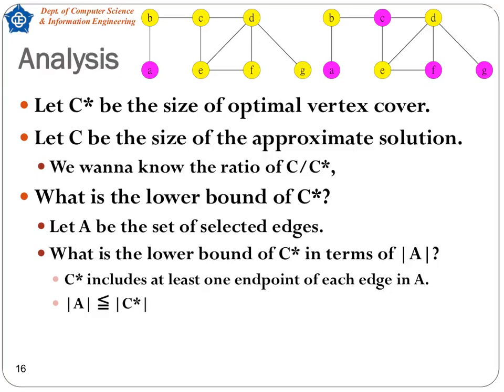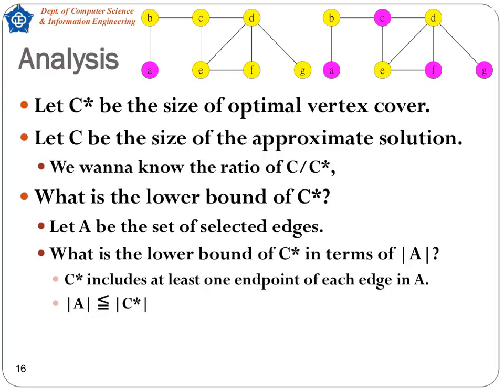Building on our matching construction, let's now analyze how the size of our approximate vertex cover compares to the true optimal cover. At the top of the slide, you'll see, from left to right, our original graph, the same graph with the chosen set A of edges highlighted, and finally the approximate cover formed by taking both endpoints of each selected edge in A.